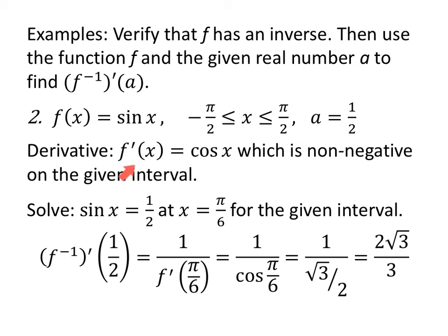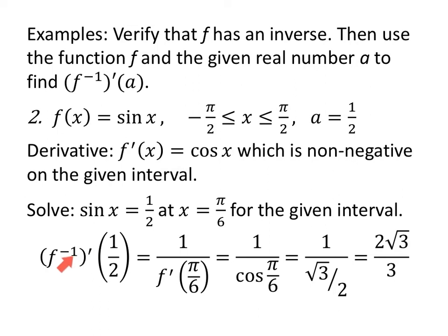First of all, f prime of x is cosine of x, and on this particular interval, cosine is non-negative, so we know it's monotonic, we know an inverse exists. I want to solve sine of x equal to 1/2, and I know this occurs when x is pi over 6 in this particular interval.